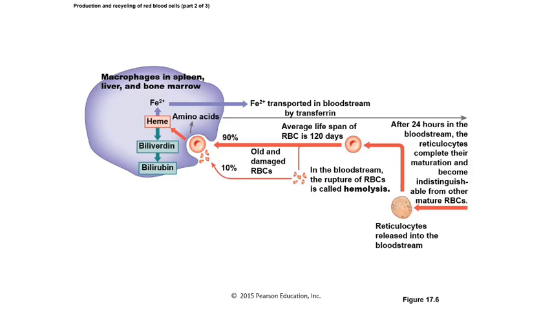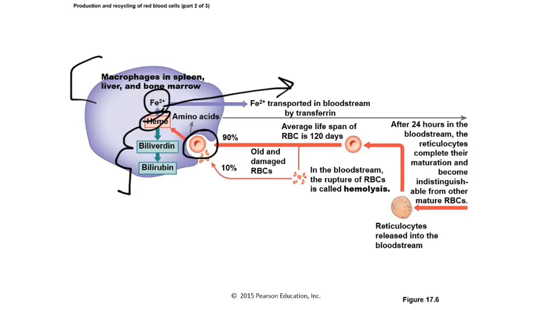So looking at what happens here, macrophages in the spleen, the liver, and the bone marrow are going to break down, hemolyze these red blood cells. The iron will be captured and transported back to the bloodstream and used to make new red blood cells and new hemoglobin. The heme group will be broken down to biliverdin and bilirubin to give color to feces, as well as be a breakdown product of this heme group.